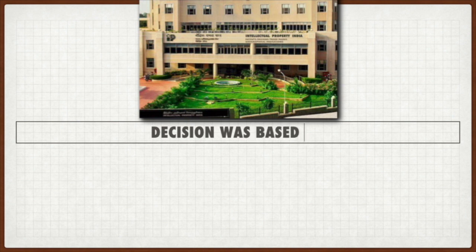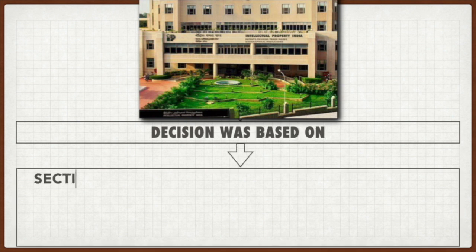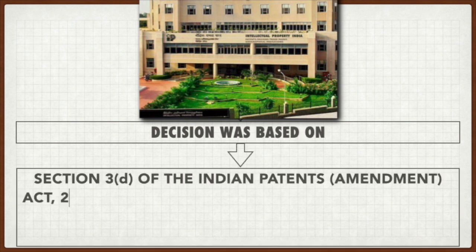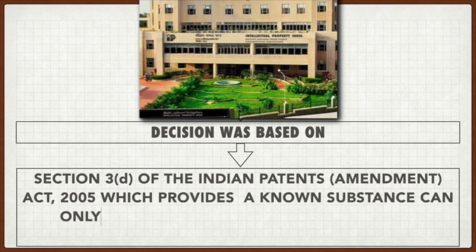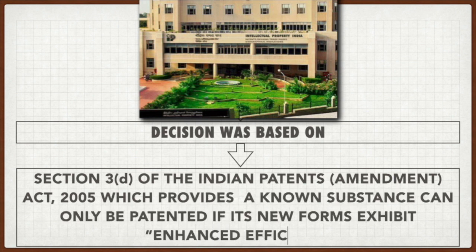This decision of the Madras Patent Office was based on Section 3D of the Indian Patents Act, which talks about enhanced efficacy. Since this Gleevec did not show enhanced efficacy, we cannot grant a patent. That's what the Madras Patent Office is telling.